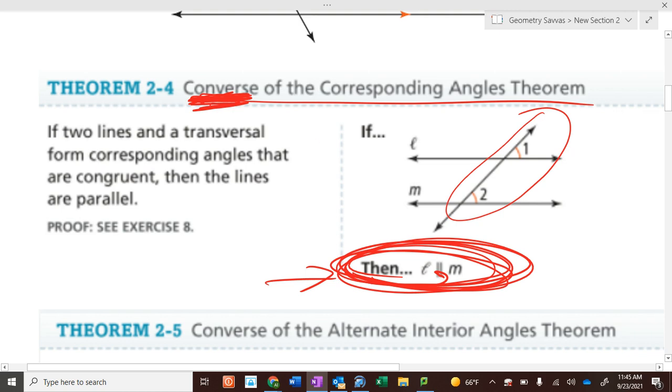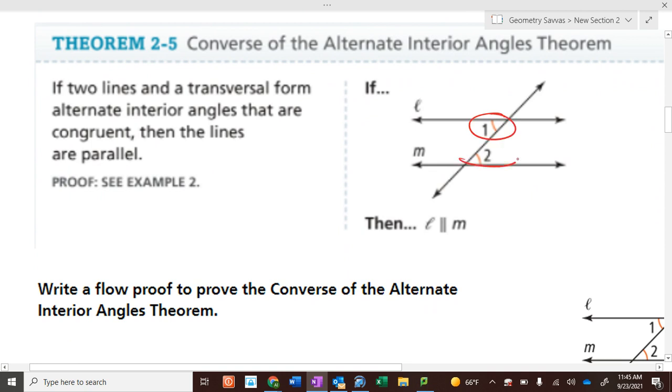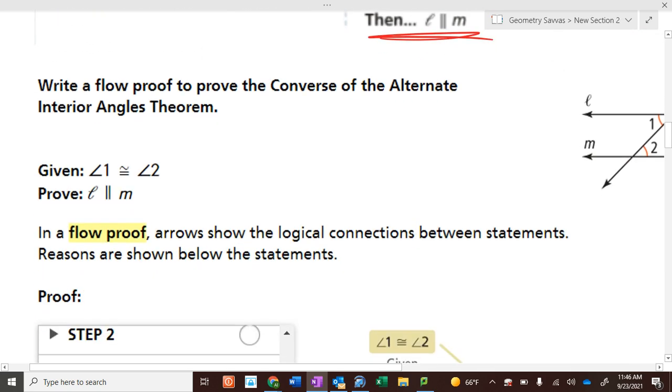So here's corresponding angles congruent. That makes the lines parallel. If alternate interior angles are congruent, that makes the lines parallel by the converse of alternate interior angles.